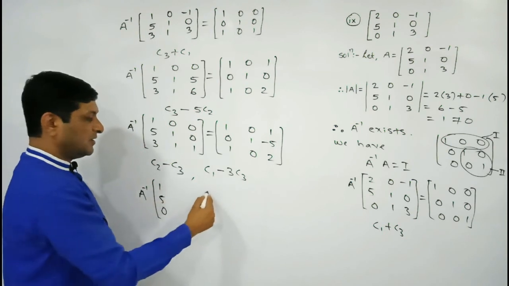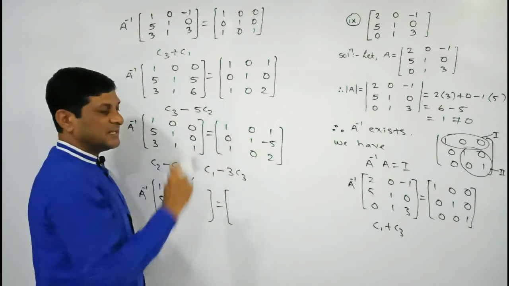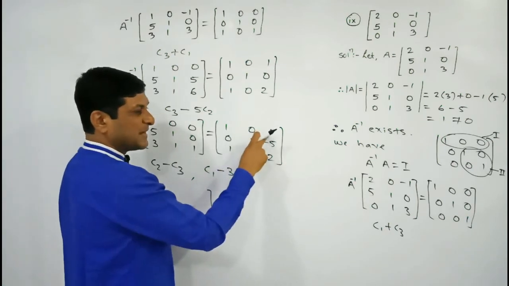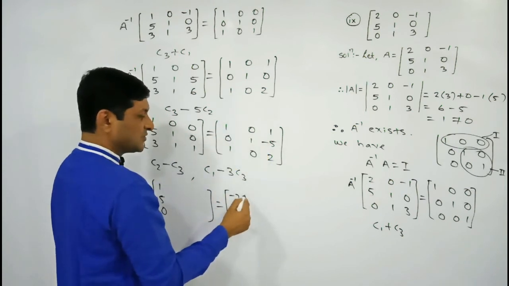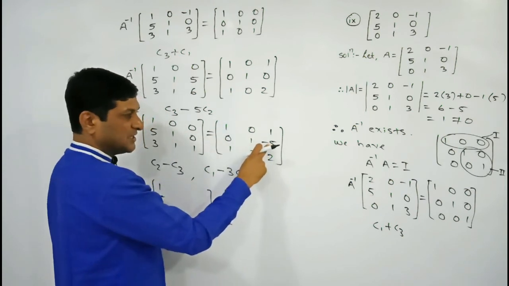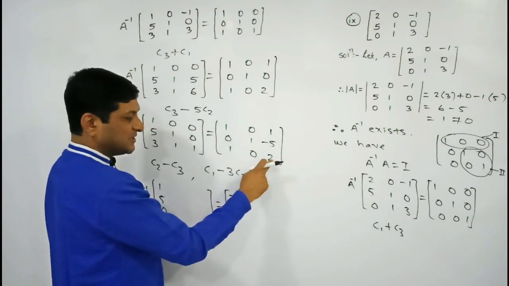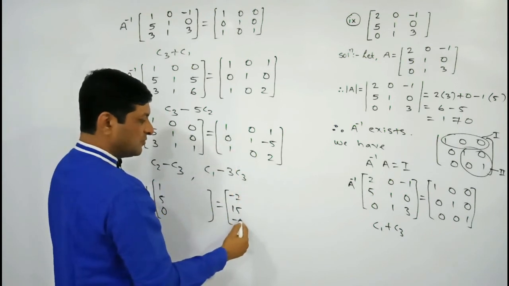So on this side also perform the same operation on C1. These are the elements of C1 and we are multiplying C3 by minus 3. Multiply by minus 3, we will get minus 3. Minus 3 plus 1 is minus 2. Multiply by minus 3, here we will get 15. 15 plus 0 is 15. Multiply by minus 3, here we will get minus 6. Minus 6 plus 1 will be equal to minus 5.